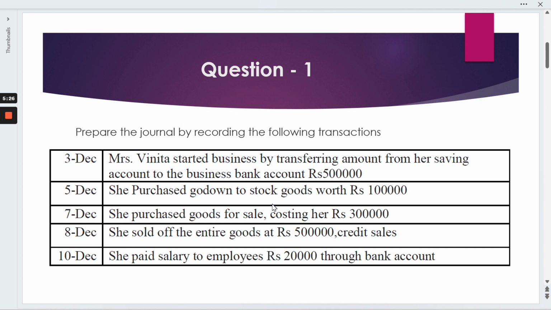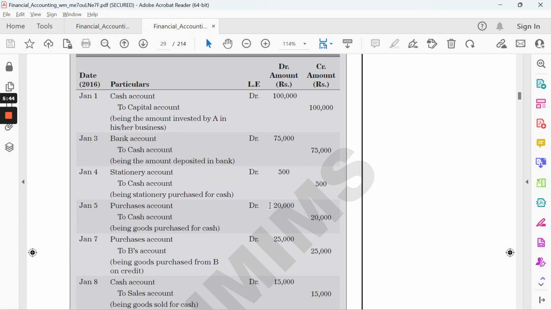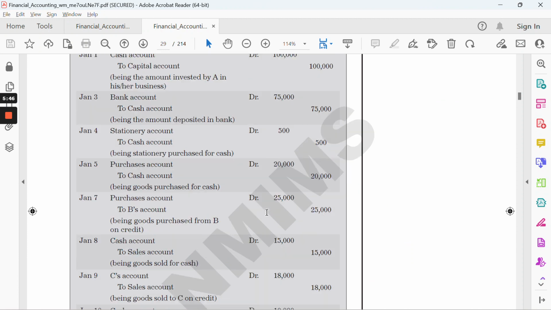After that, she sold off the entire goods for rupees 5 lakh, as credit sales. So it's a debtors account, where the debit is to the debtor and the credit is to sales, the goods being sold on credit. And last but not the least, salary to the employees, rupees 25,000, sorry, 20,000, paid from the bank account. So the salary account is debited and the bank account is credited, right? So this is the way. It's clearly mentioned over there.